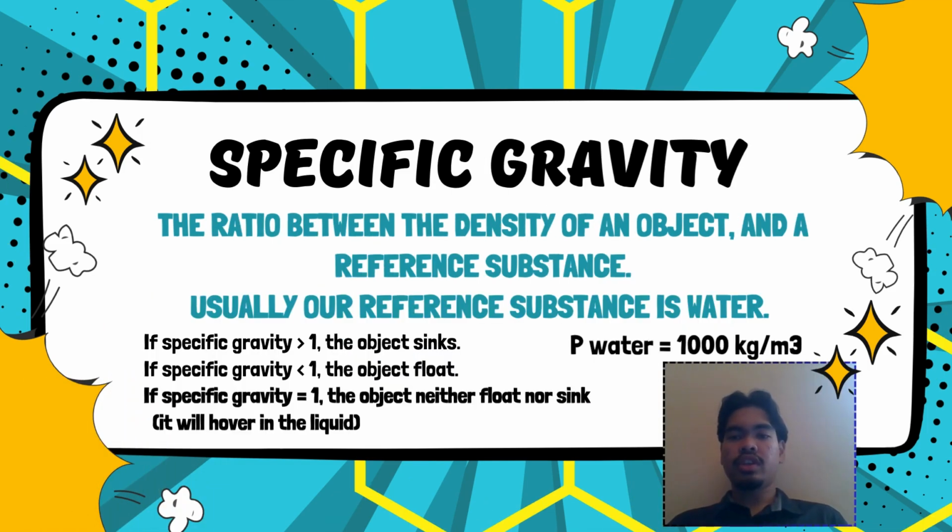Now, specific gravity. Specific gravity is the ratio between the density of an object and a reference substance. Usually, our reference substance is water. The density of water is 1000 kg per meter cubed. If specific gravity is more than 1, the object sinks. If specific gravity is less than 1, the object floats. And if specific gravity is equal to 1, the object neither floats nor sinks. It will hover in the liquid.